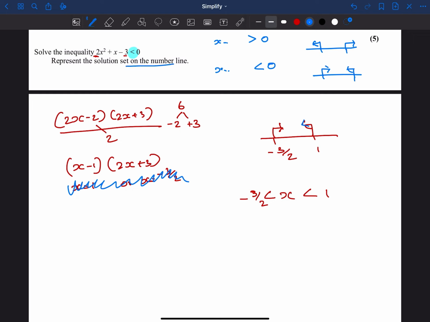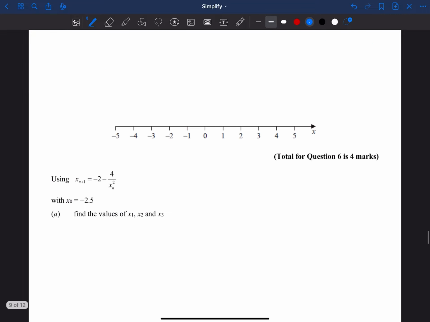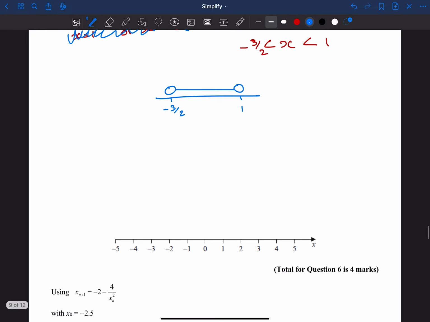But you want to represent this on a number line. Alright, let's do that. On a number line, they're actually looking for a circle. So minus 3 over 2 and 1, put a circle, put a circle. You don't need to shade the circle because it's not an equal sign, so that's fine. And this is your number line set. Circle. Minus 3 over 2, which is minus 1.5, is around here. There you go.